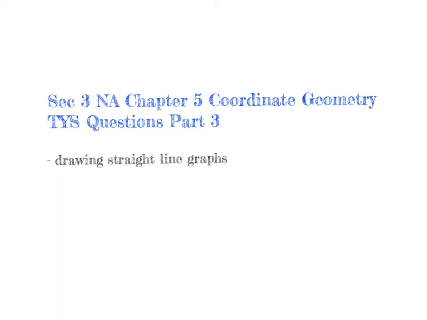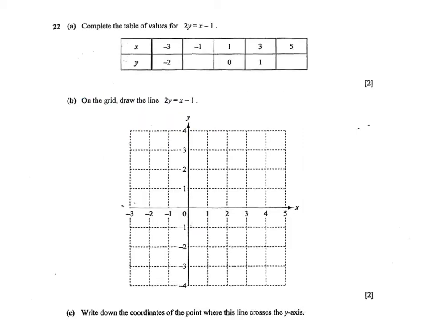Sec 3 NA Mathematics, Chapter 5 Coordinate Geometry, TYS Questions, Part 3. Now, in this part of the chapter, we'll be looking at drawing of straight line graphs on a given grid and axis. Question number 22. Complete the values inside this table for the equation 2y equals x minus 1.